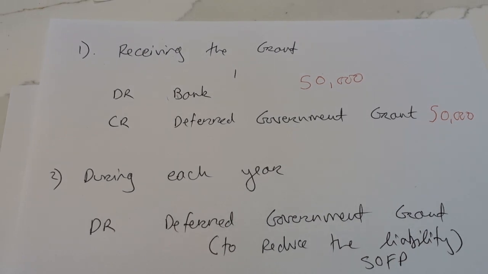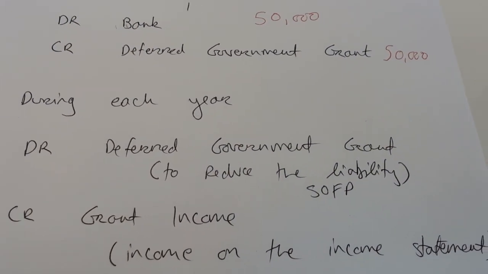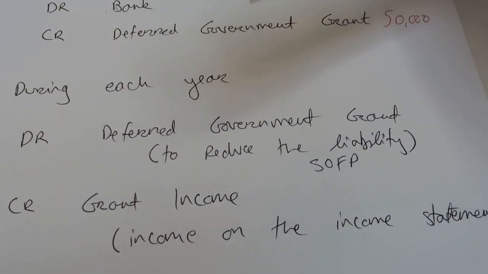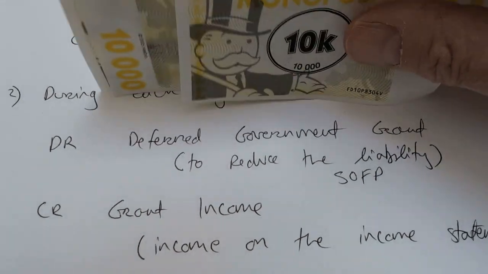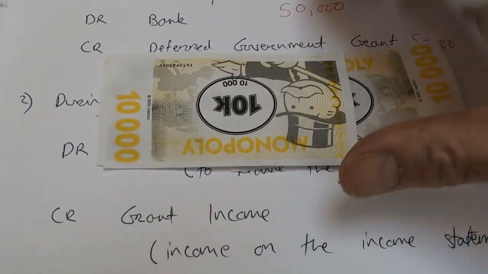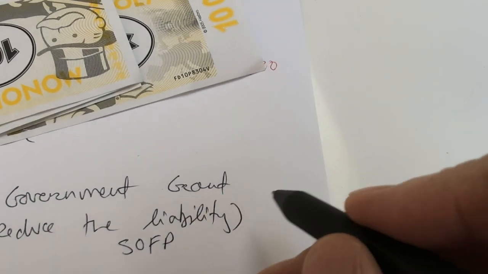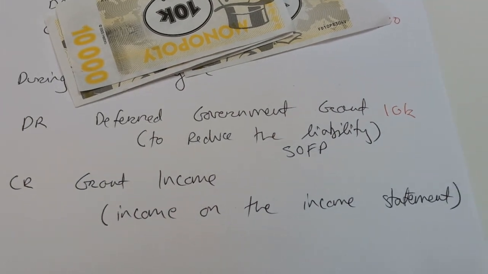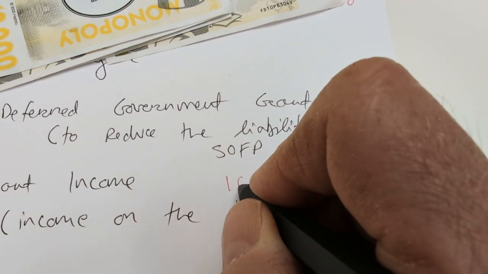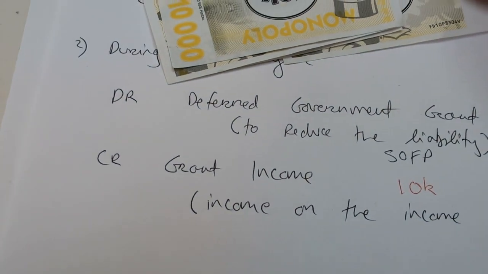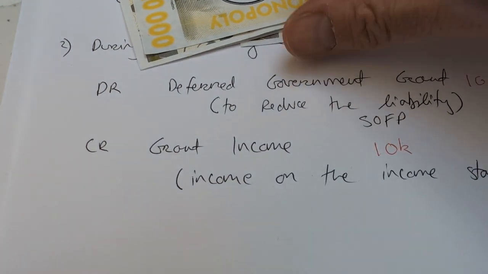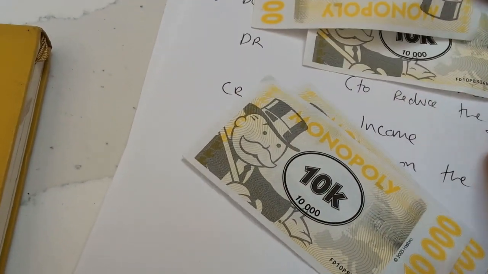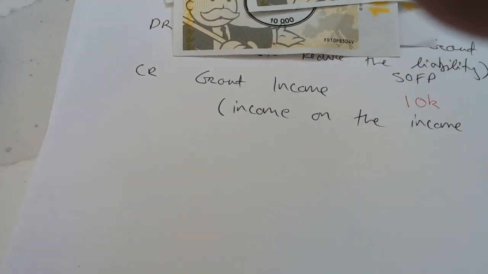So during each year, the deferred government grant, we debit it on the statement of financial position. So we have 50 in there. We debit it by taking 10 out, so it's 40 left. So we debit that by 10. And then we get grant income of 10K on the income statement. That 10K is recognized as income. At the end of the year, our liability is 40. There's your 40. And that's it.